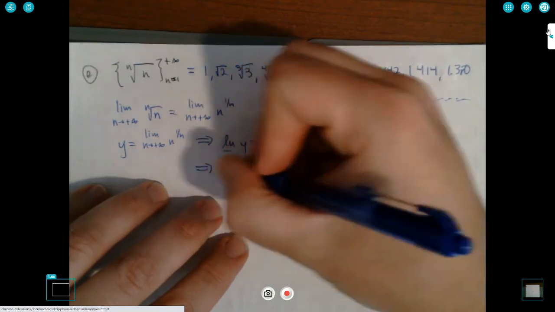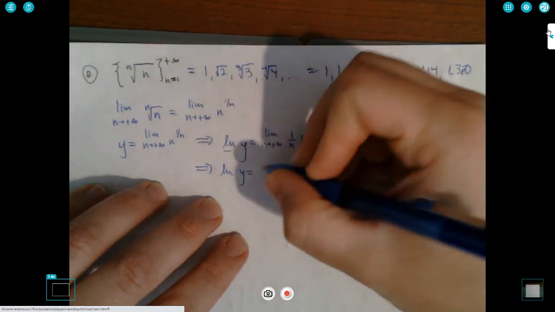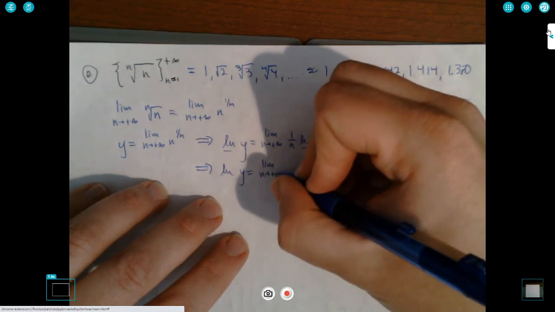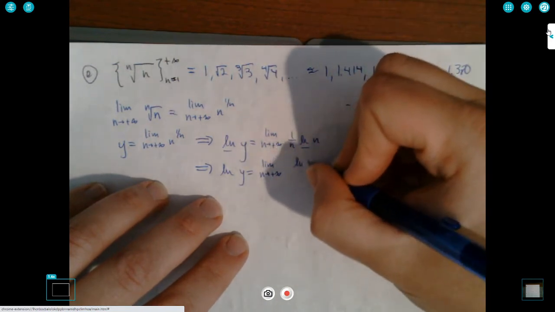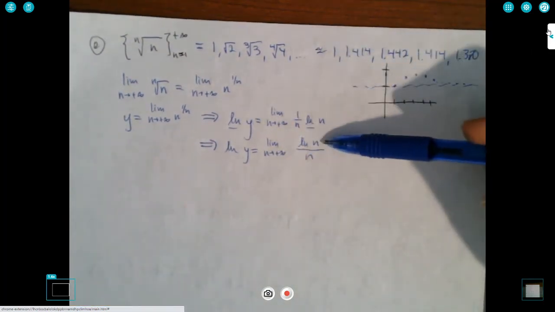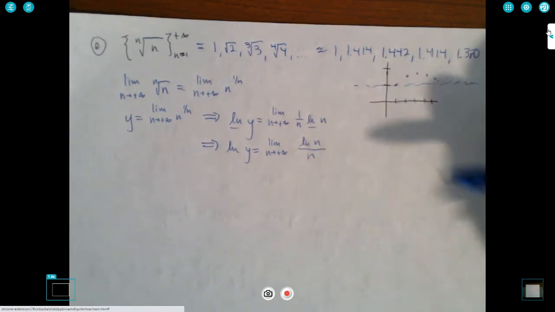So we can fix that up pretty easily. We have ln y equals the limit as n approaches positive infinity of ln of n over n. And now if we plug in infinity, we're going to get infinity over infinity. That's still indeterminate, but we can apply L'Hopital's rule to it.